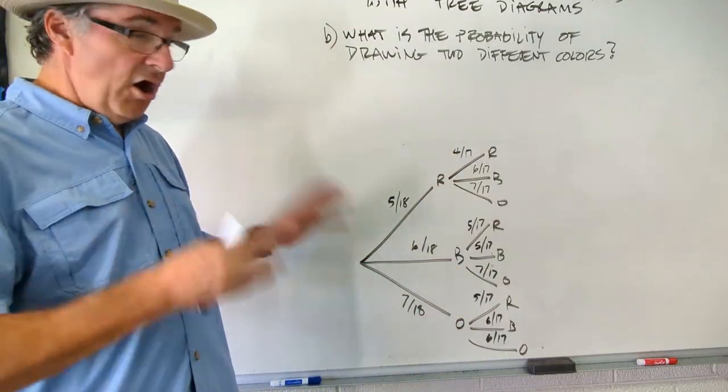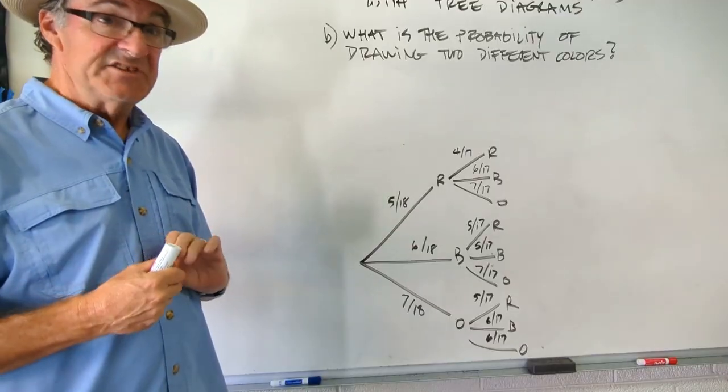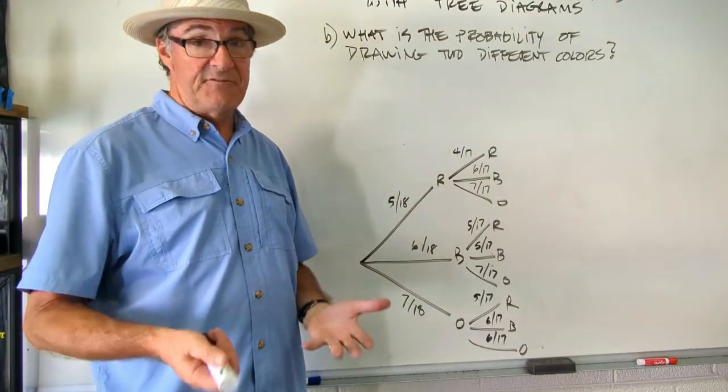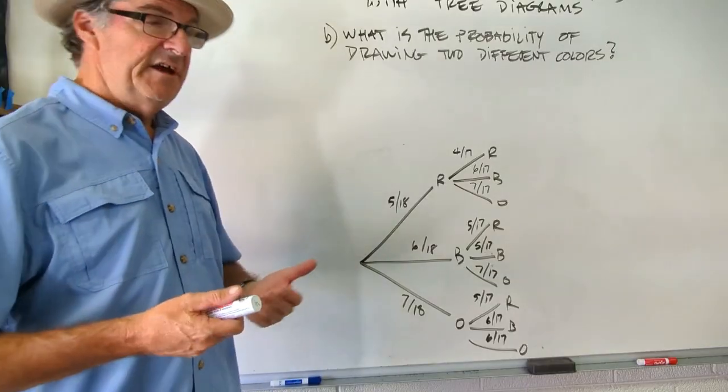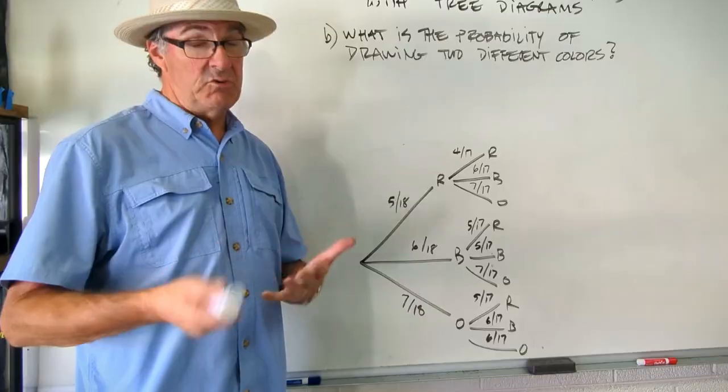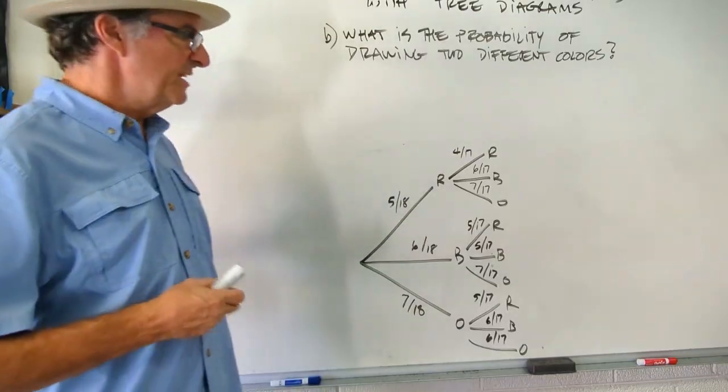Now, all these odds aren't equally likely, so we just can't count up the 6 that have different outcomes, different colors, and say, oh, it's 6 out of 9, because each branch is not equally likely. If it was, then we could do that, but we can't.